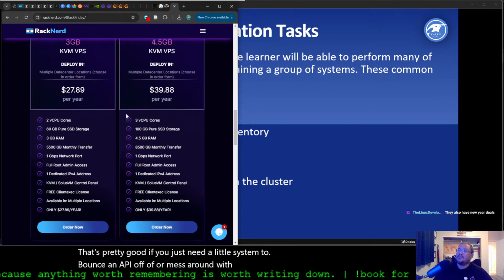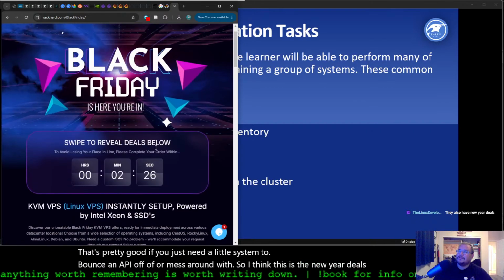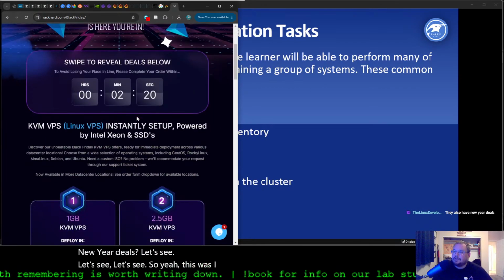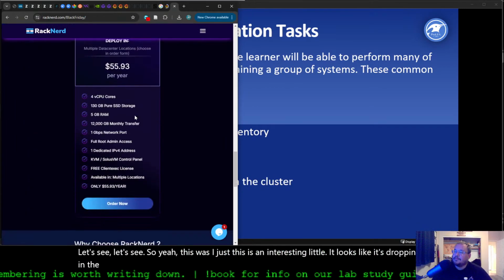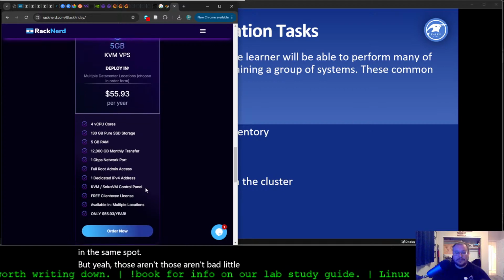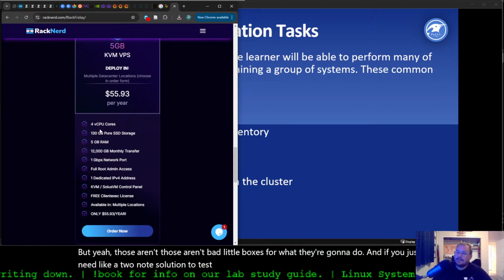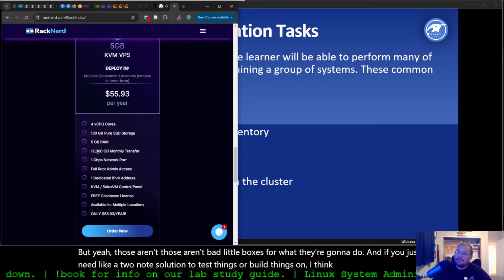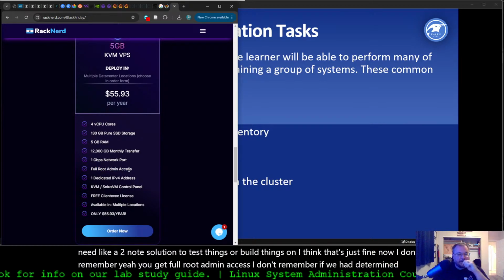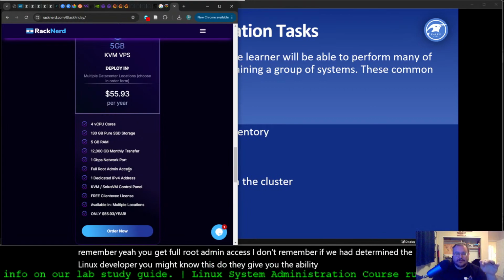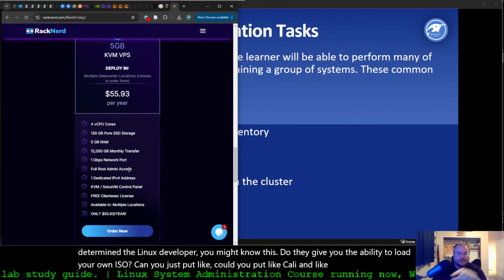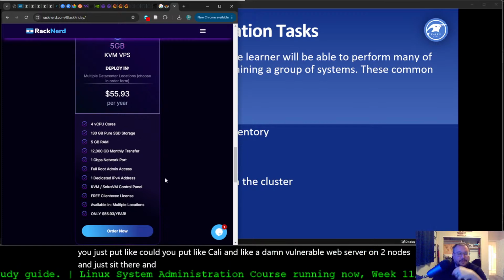Yeah, yeah. So I think this is the New Year deals, or did it go to New Year deals? Let's see. So yeah, this was an interesting little... It looks like it's dropping in the same spot. But yeah, those aren't bad little boxes for what they're going to do. And if you just need like a 2-node solution to test things or build things on, I think that's just fine. Now, I don't remember, yeah, you get full root admin access. I don't remember if we had determined, the Linux developer, you might know this. Do they give you the ability to load your own ISO? Could you put like Kali and like a damn vulnerable web server on 2 nodes and just sit there and play in your own environment? Or is there that?